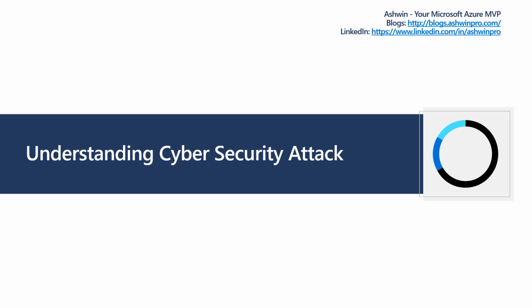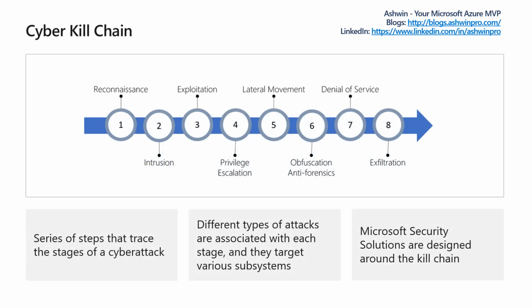So let's try to understand a cyber security attack. So let's take a look at cyber kill chain. These are basically a series of steps that can be used to trace the stage of a cyber security attack. Now the first one is reconnaissance. This is basically an observatory stage wherein the attacker is trying to assess your network and services and identify a possible target and techniques to gain an entry into your organization.